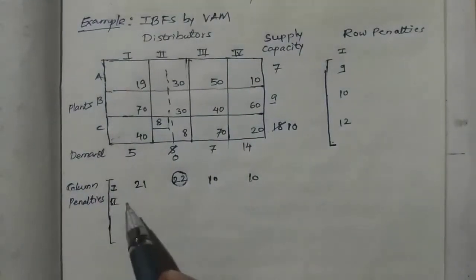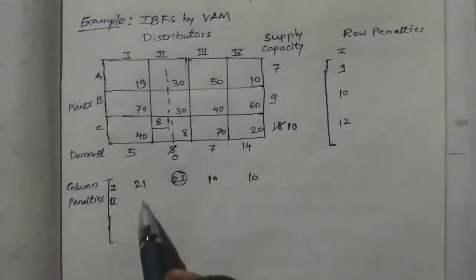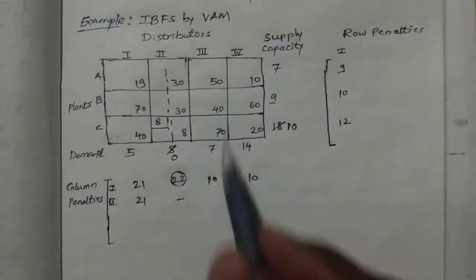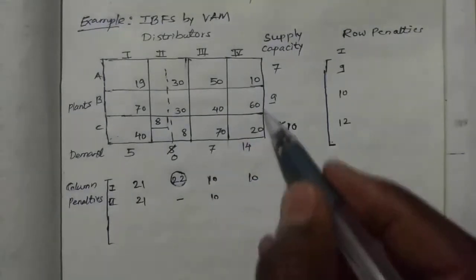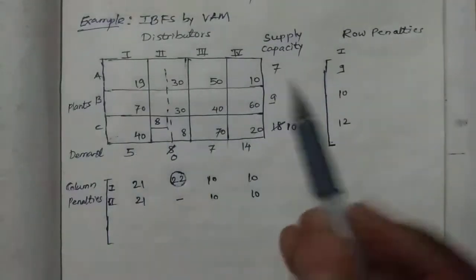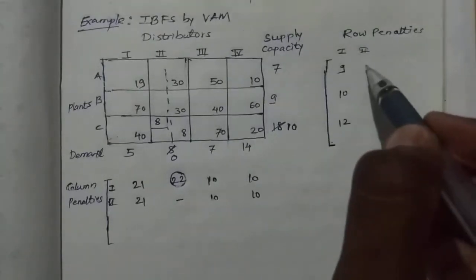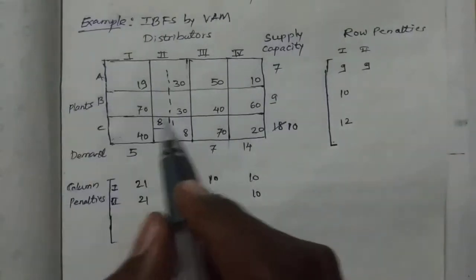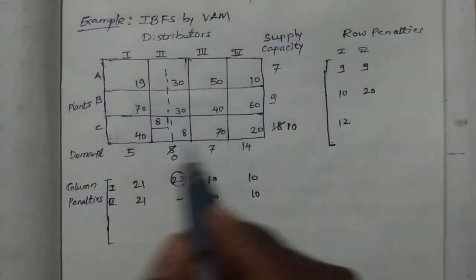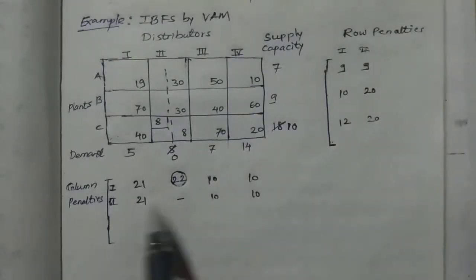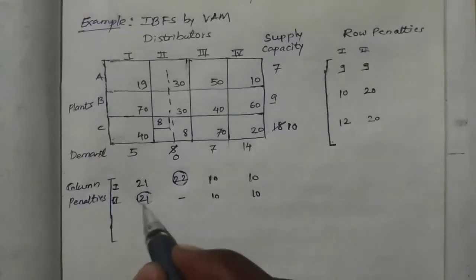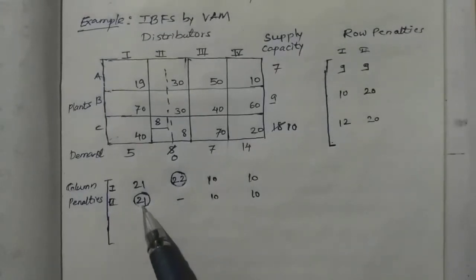Again determine the penalties. So penalty will remain same for the first column. Here we will not determine the penalty. Here penalty will be again 10 and here again 10. But now along the rows penalty will be here again for second iteration 9. Here 40 and 60, 20, difference is 20, 20 and 40, difference is 20. Now where is the maximum penalty? Maximum penalty is the 21, right? So 21 is the maximum penalty now.